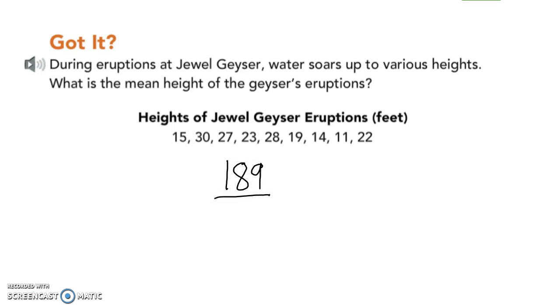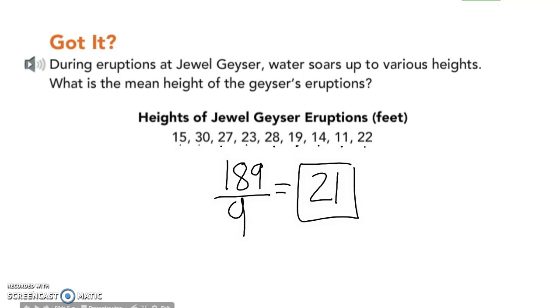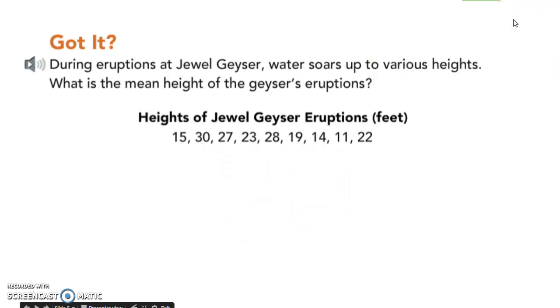And then we divide by the number of numbers, 1, 2, 3, 4, 5, 6, 7, 8, 9, divided by 9. And so 189 divided by 9 is 21. 21 is my mean. So that should be example 2 in your notes.